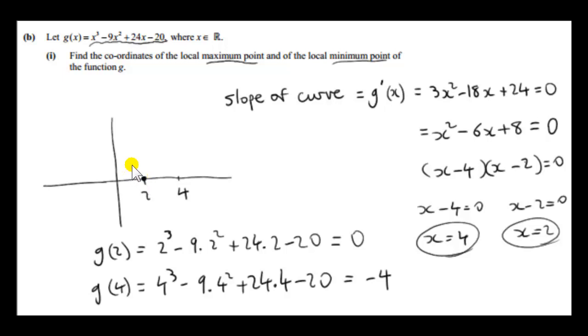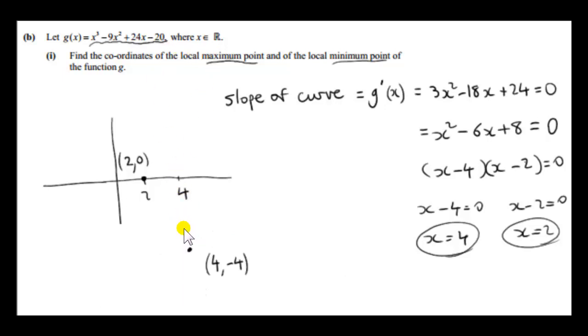So one of the turning points is 2, 0. That's this one here. 2, comma 0. So when x is 2, y is 0. And the other turning point is 4, comma minus 4. So that's going to be somewhere down here. Okay, so we can see that because there are only 2 turning points, this one must be a local max. And this one here must be a local min. So the curve must look something like this.